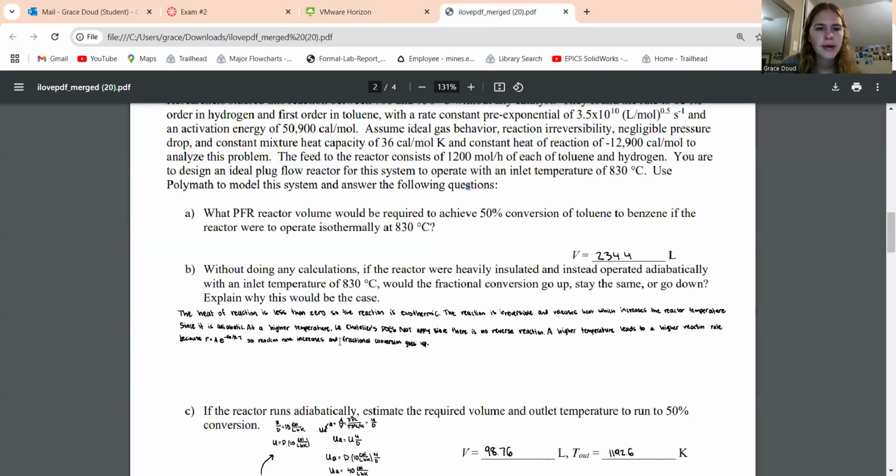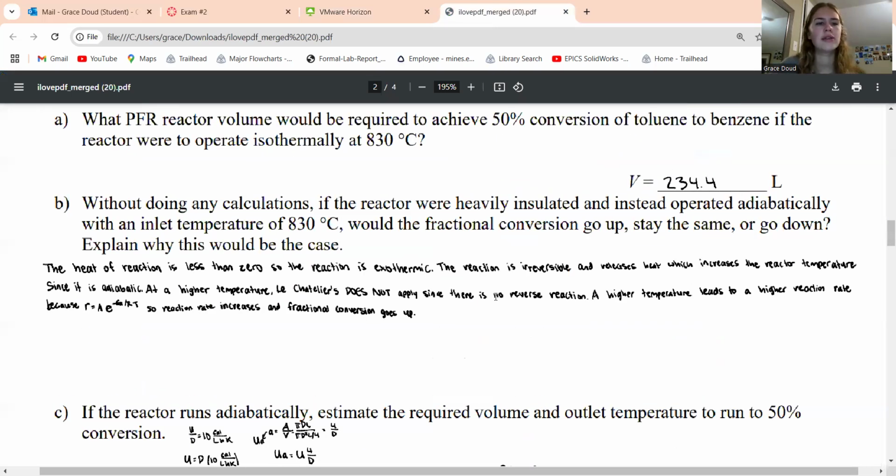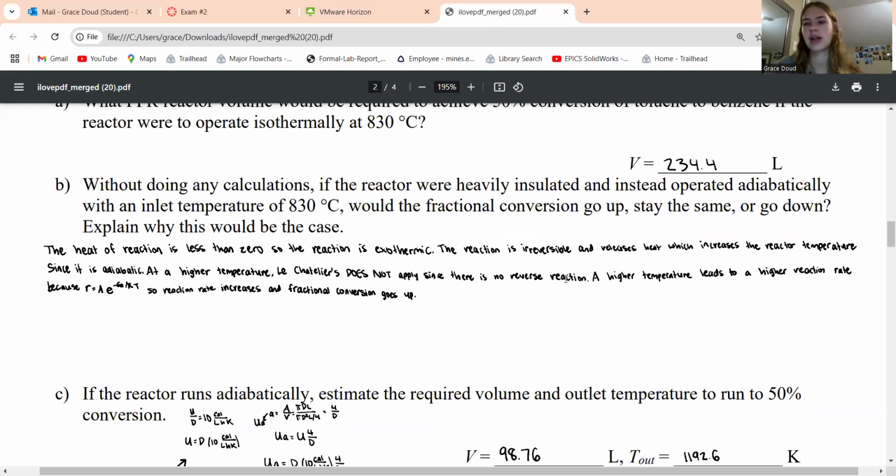Now for part 2, without doing any calculations, if it was adiabatic, would the temperature go up, stay the same, or go down? So the heat of reaction is less than 0, so it's exothermic, but it's irreversible.